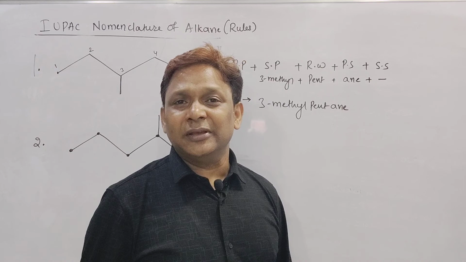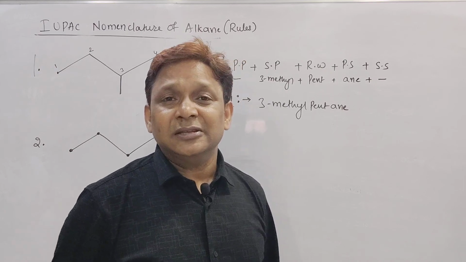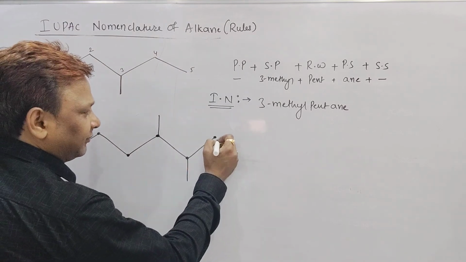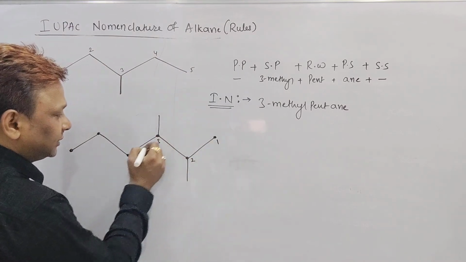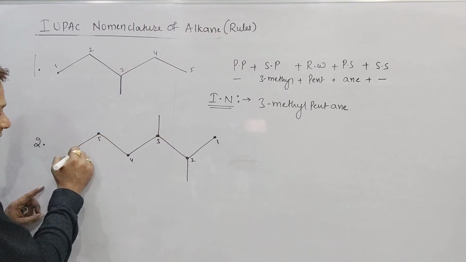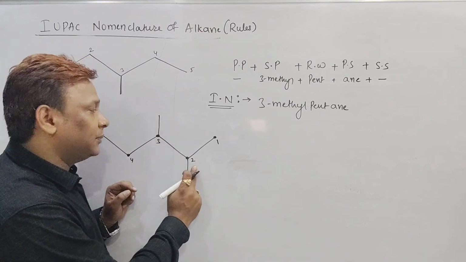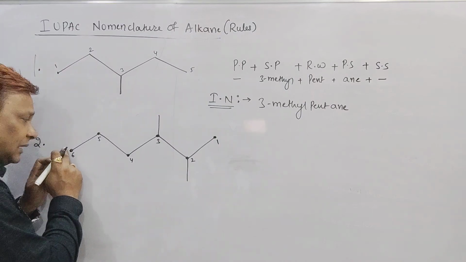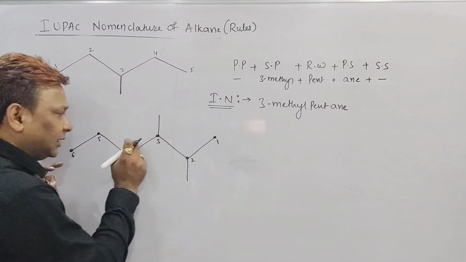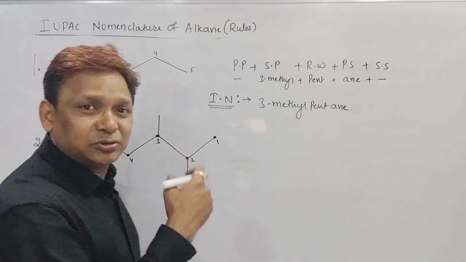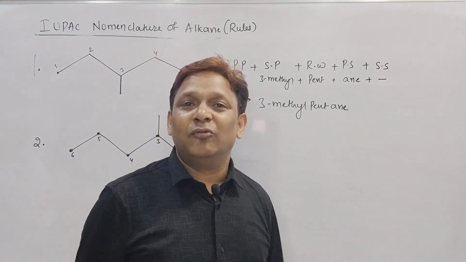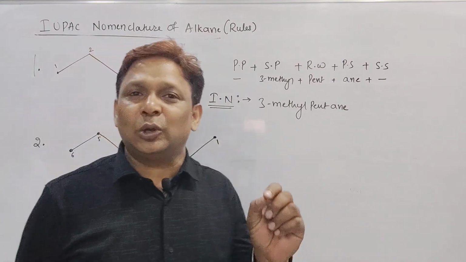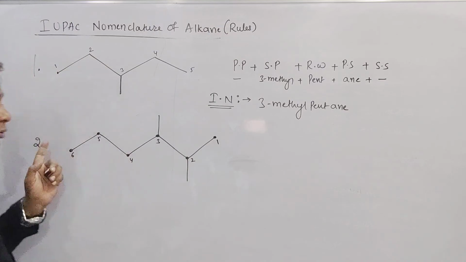Then numbering of the longest chain should be given in such a way that the substituent gets the least number. So I am giving the numbering from here, 1, 2, 3, 4, 5 and 6. See, my substituent came on second carbon and again on third carbon. But if we do the numbering from left to right, 1, 2, 3, 4, 5, the substituents come on 4 and 5. 4 plus 5, 9. 2 plus 3, 5. According to the lowest sum rule, the numbering from right to left is correct.